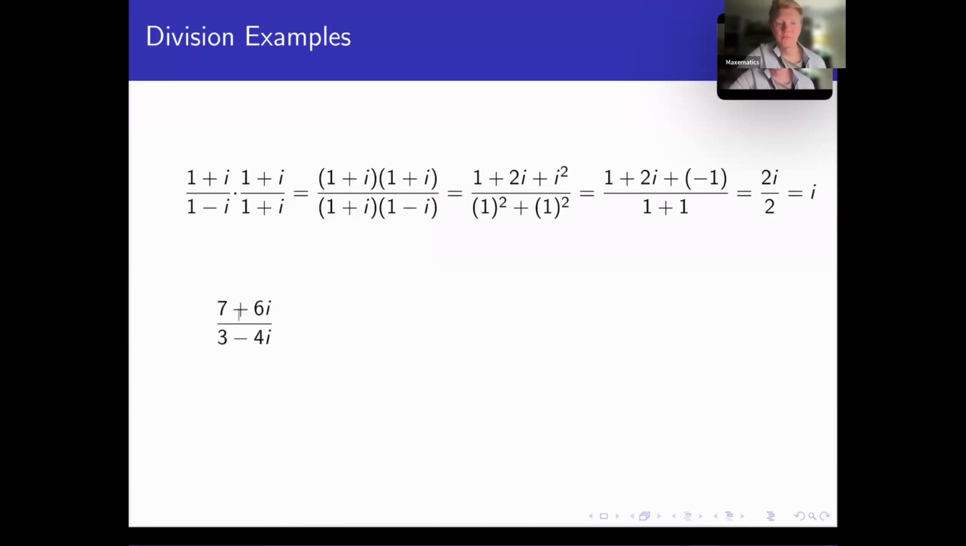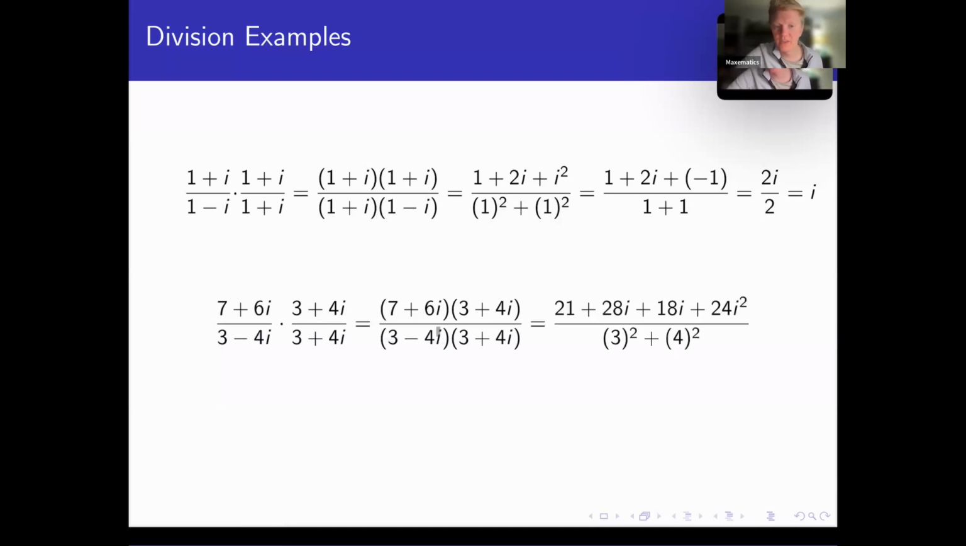Okay, 7 plus 6i over 3 minus 4i, multiplied by the conjugate of the denominator. The conjugate of 3 minus 4i is 3 plus 4i. In the numerator, FOIL this out. In the denominator, take the real parts, square them, plus take the imaginary parts and square them. So I FOILed at the top. At the bottom, 3 squared plus 4 squared.